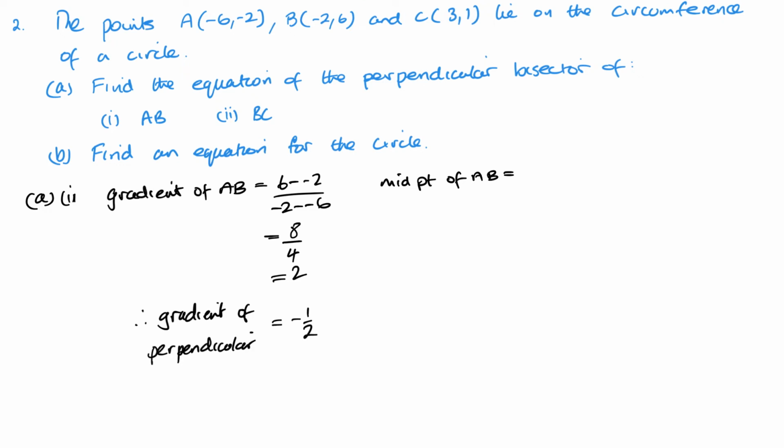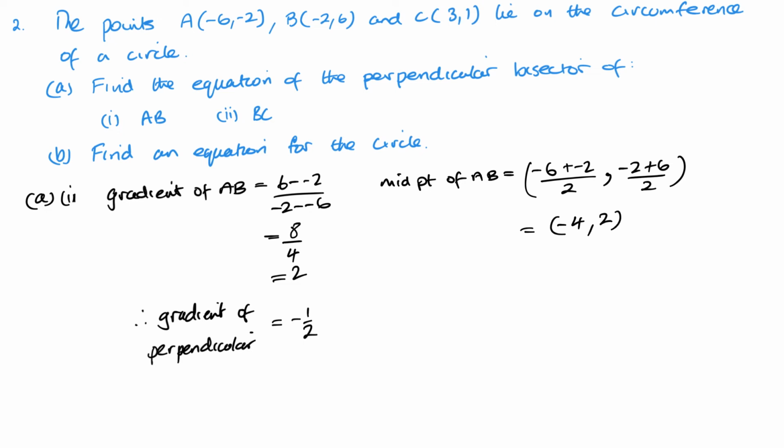The midpoint of AB is simply adding up my x values. So minus 6 plus minus 2 over 2. And then the y value is minus 2 plus 6 over 2. So minus 6 plus a negative 2 is minus 8 over 2, is minus 4. And minus 2 plus 6 is 4 over 2, which is 2.